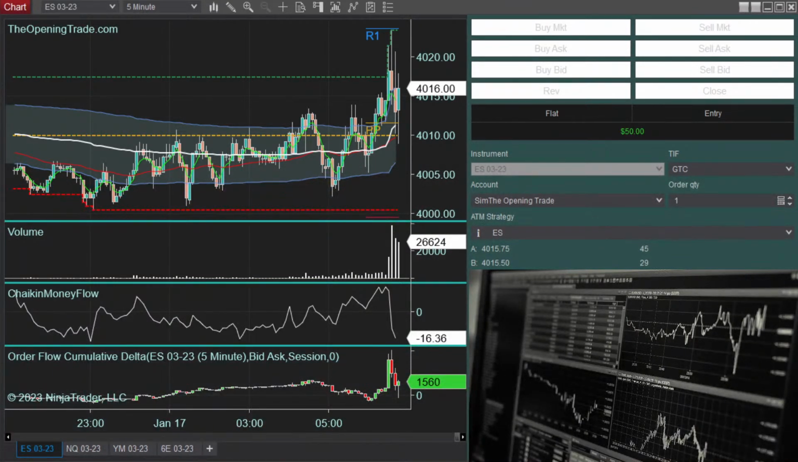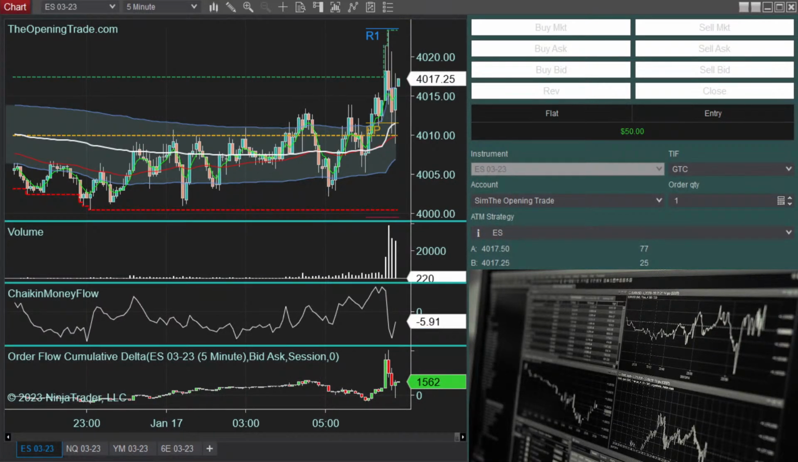Fidelity-backed exchange OSL cuts workers amid ongoing crypto winter. TSX climbs for 8 consecutive sessions as inflation eases.